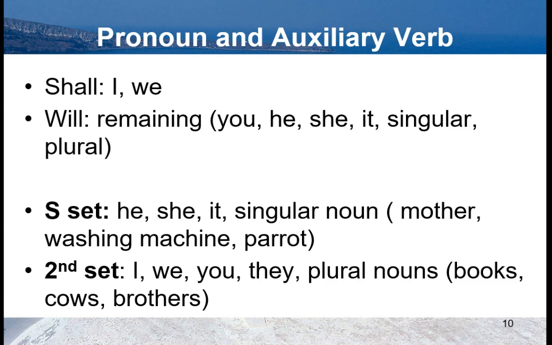So you must memorize here S set and second set. Stay here, memorize, and if you are studying by yourself, you should write it in your copy. If someone else is teaching you, that person should listen to S set and second set from you.